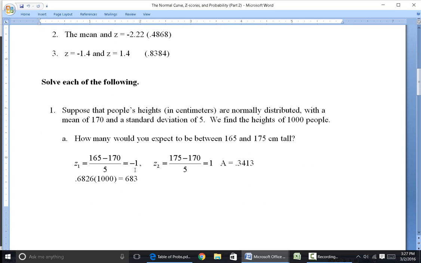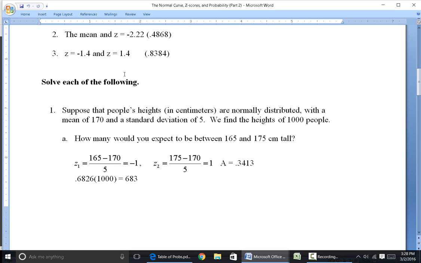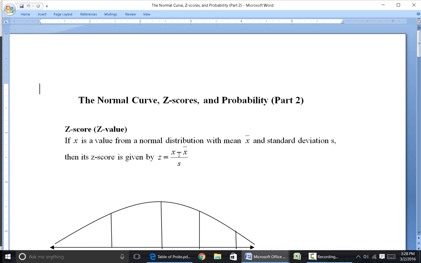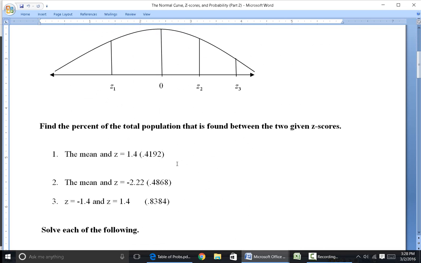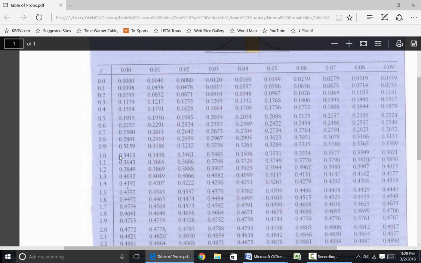So first though, now in the ones that I did last time, you were given the value as a z-value. Okay, in this case we're not given the z-value, so you have to compute it using this formula. Okay, if x is a value from a distribution with mean x bar and standard deviation s, you find the z-value or the z-score or the standard score, different names for it, by computing this. Subtract the mean from the value and then divide by the standard deviation. Okay, so in this one we take 165, subtract the mean, which is 170, divide by 5, we get -1. And then for the second one, 175, subtract the mean, 170, it's 5, divided by 5, we get 1. So then we want the value between -1 and 1. Okay, and of course that one we saw from the standard curve was 0.3413. If we look at the table, go to 1, and there it is, 1.0, so we look to the right, 0.3413.